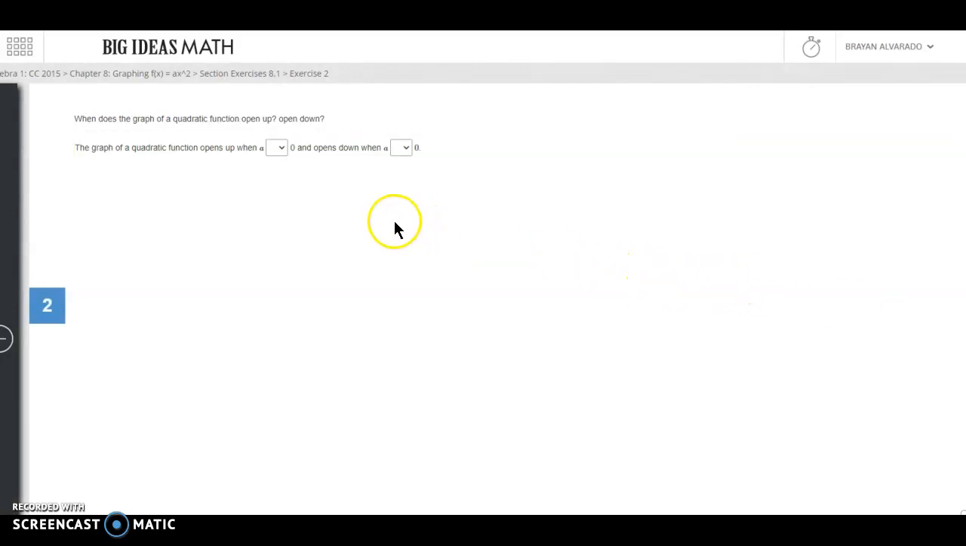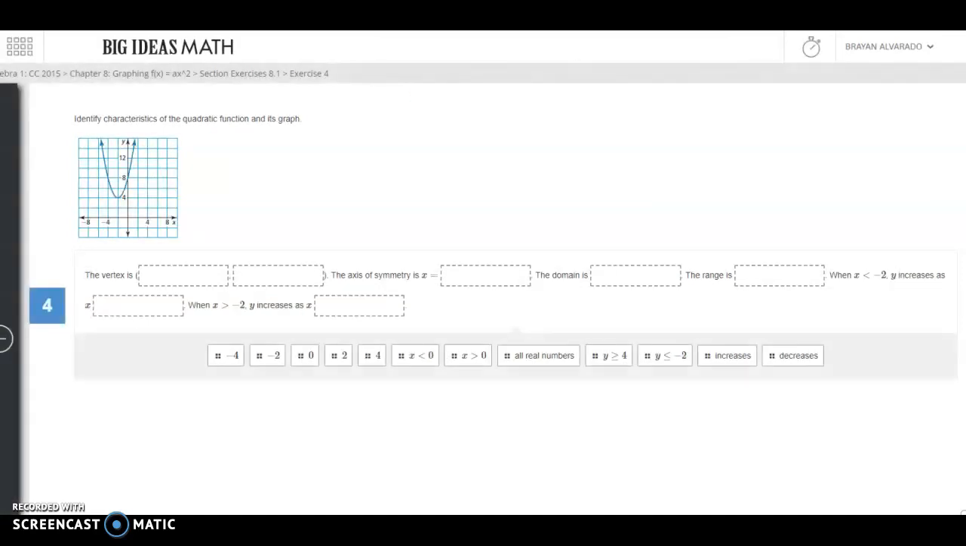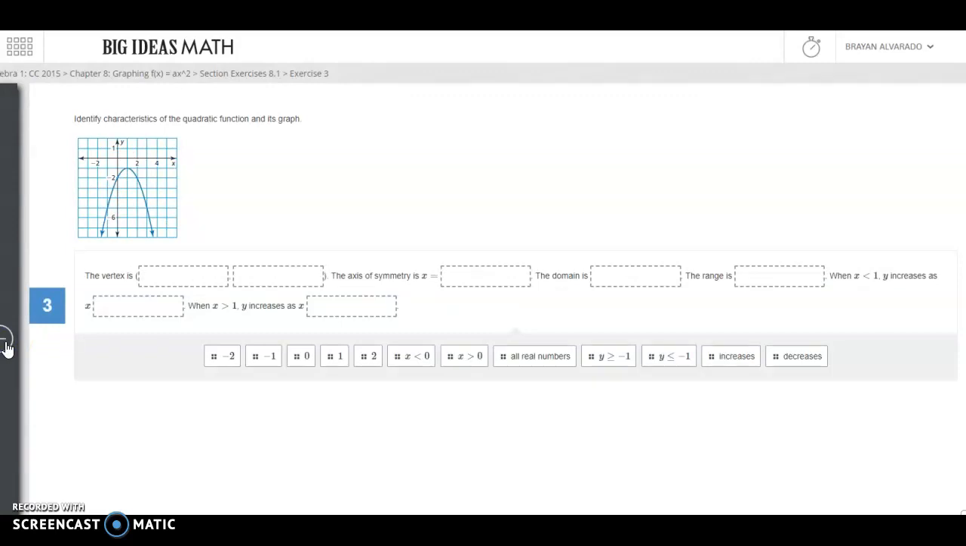Number two, when does the graph of a quadratic function open up? How about open down? The first ones we did were opening up, and that was when a was bigger than 0, because it had to be positive. So you would select greater than 0. Then it opened down when a was less than 0. Now I'm going to let you do number 4, but I'll do number 3 with you since it's a little different.